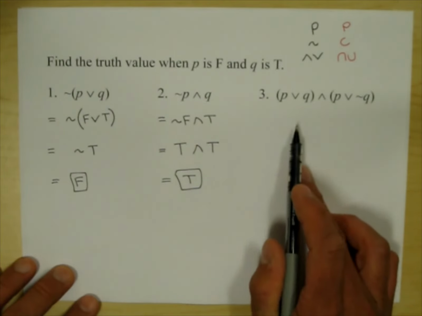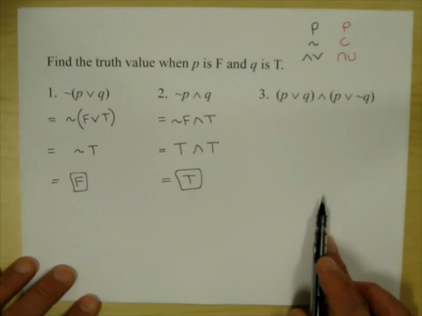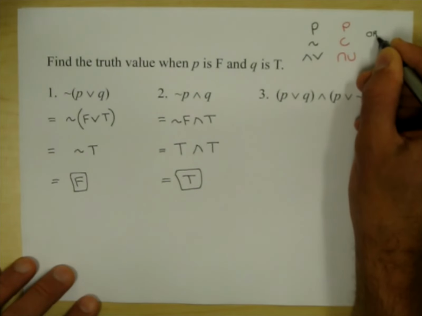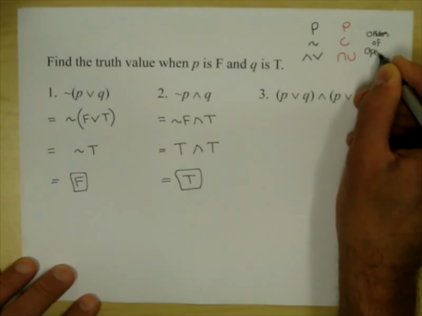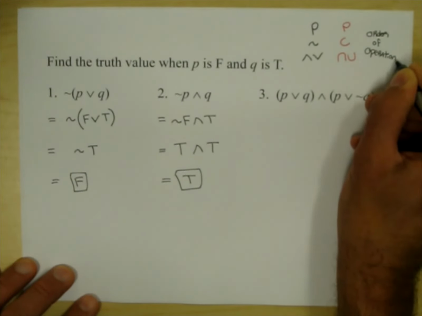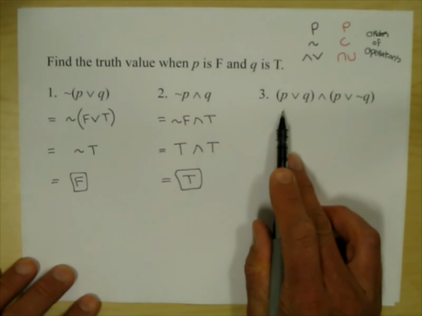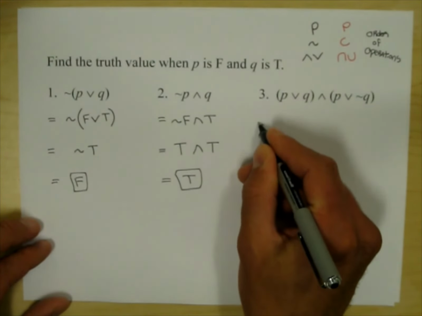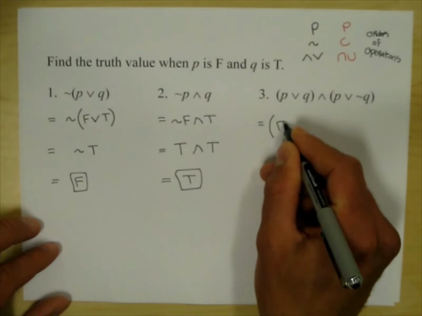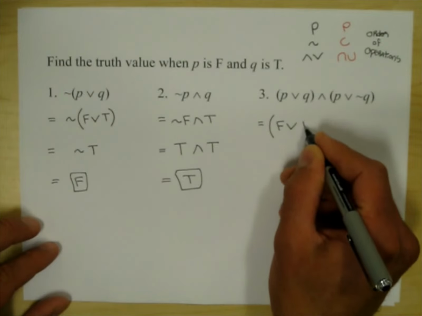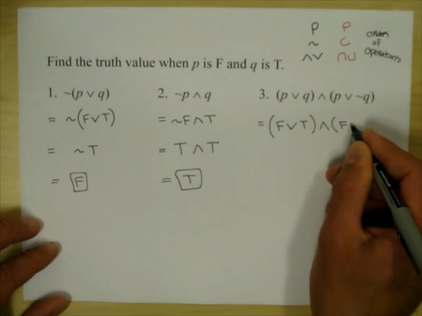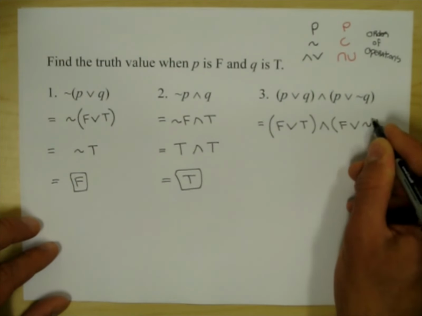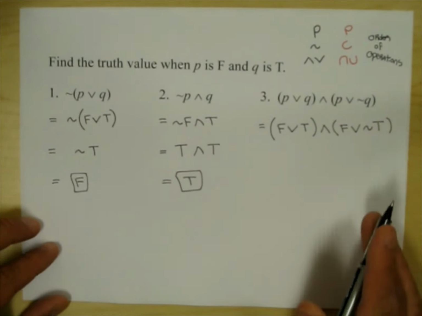So this one looks a little bit more complicated. Let me write up here order of operations. Okay, I'm going to replace the P's with falses and the Q's with trues. So false or true and false or not true. So all I did was replace those letters with what they told me they were.